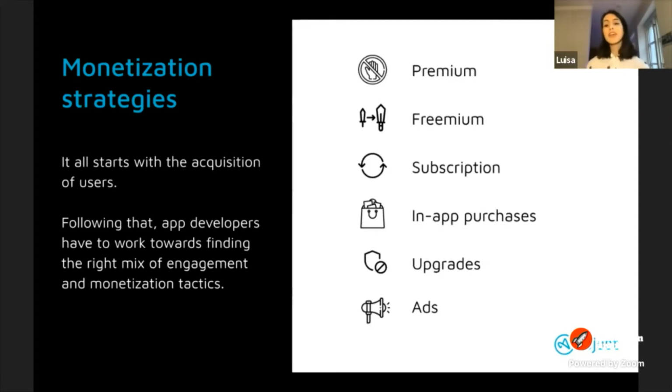Then we have in-app purchases. You can pay one-off fees to get one item or another, not necessarily having to pay for the whole bundle. Upgrades, just as an example, so you stop seeing ads in the mobile app. And last but not least, you can always sell the space on your app to other advertisers and you monetize on top of that.